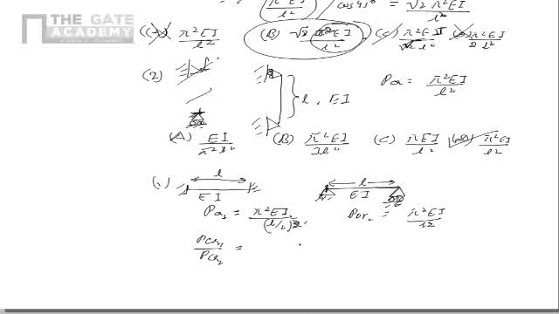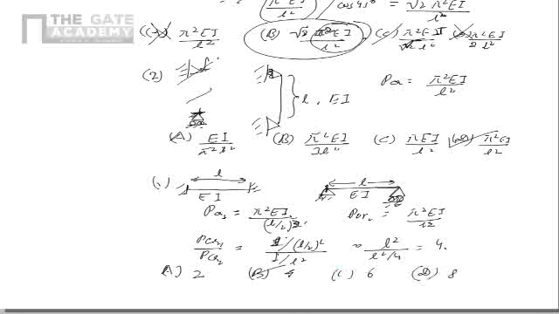So this becomes 1 upon L by 2 square divided by 1 upon L square, because pi square EI is common. So this is nothing but L square upon L square by 4, which is nothing but 4. So that is the answer. The options are A 2, B 4, C 6, and D 8. So the answer is 4, which is option B.